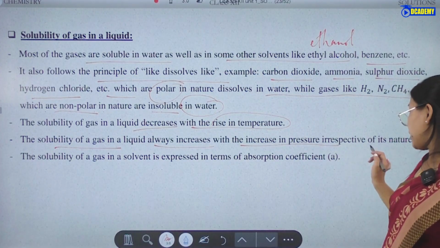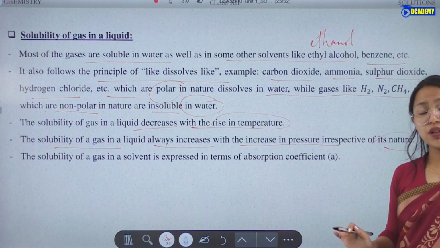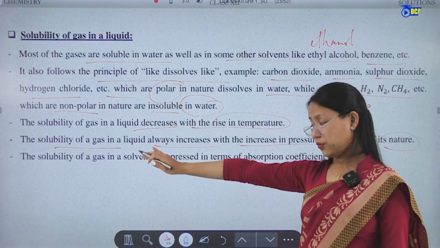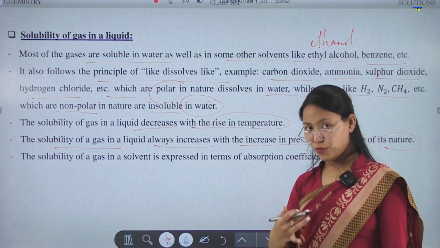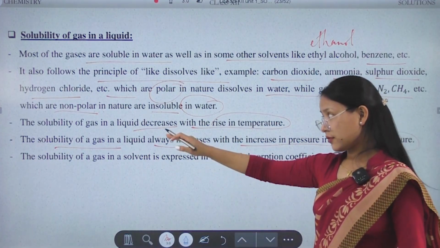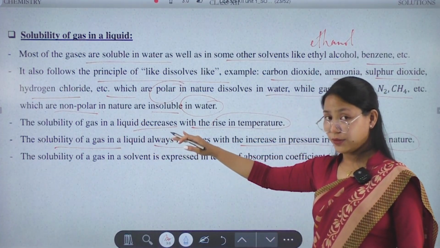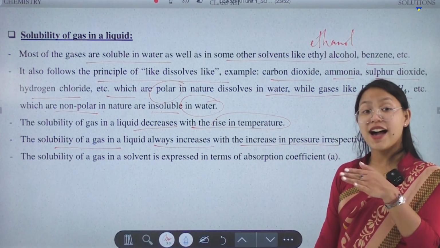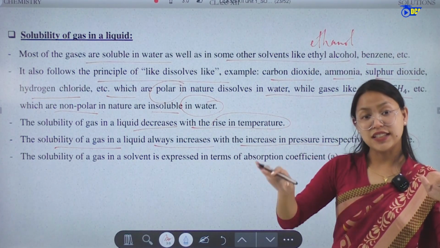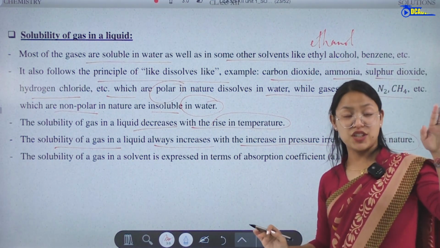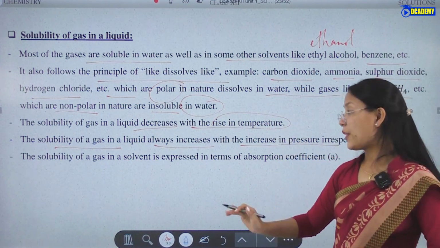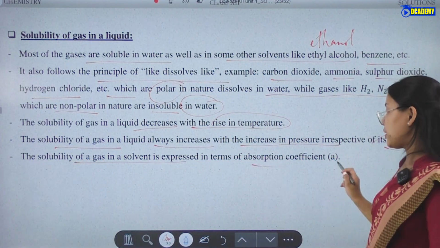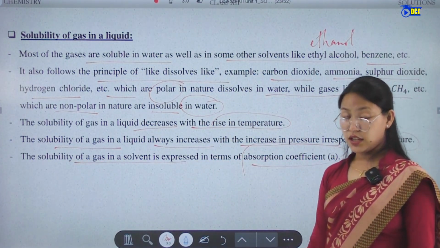Irrespective of its nature, with an increase in pressure the solubility of gas in liquid always increases, and with a rise in temperature, solubility decreases. Rise in pressure, solubility increases. Then lastly, the solubility of a gas in a solvent is expressed in terms of the absorption coefficient.